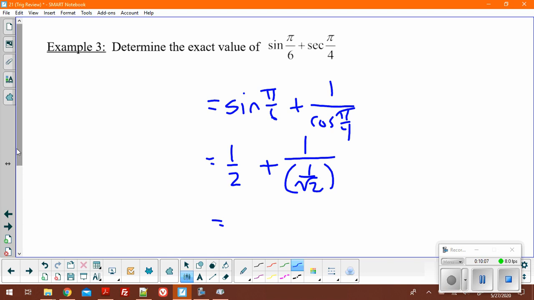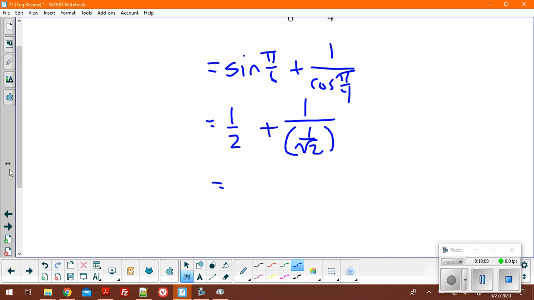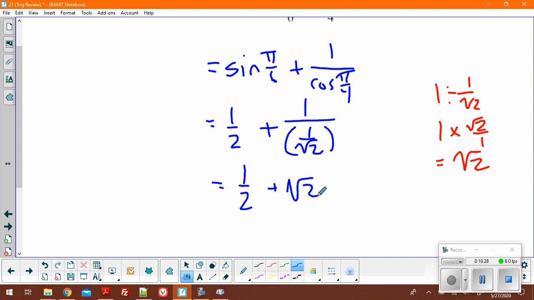Okay, cosine of pi over 4 is 1 over root 2. So to flip this fraction around, just again on the side, that means I have 1 divided by 1 over root 2, which is the same as 1 times root 2 over 1. So it's the same as root 2. So I have a half plus root 2.